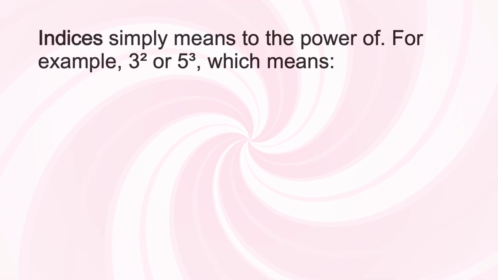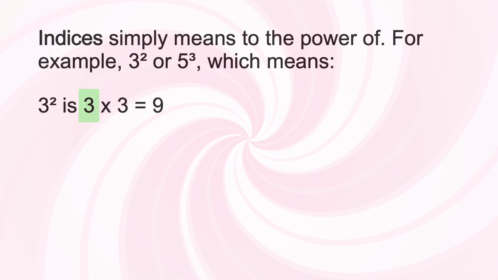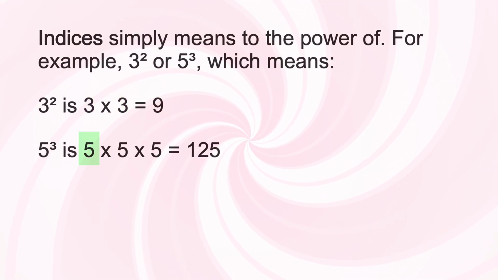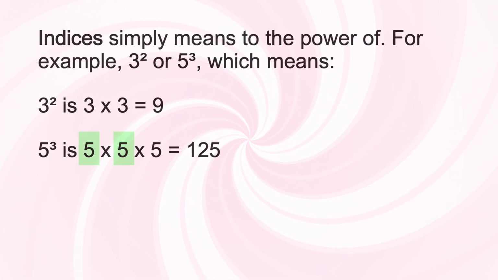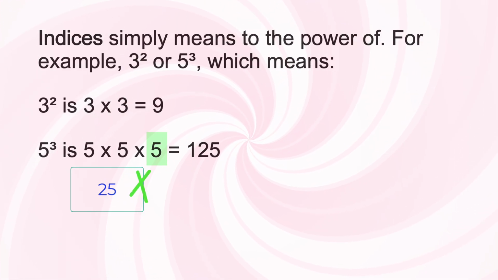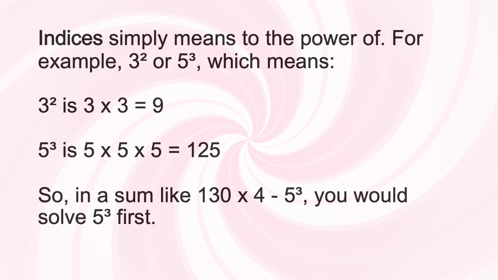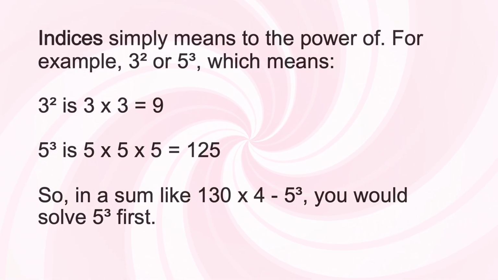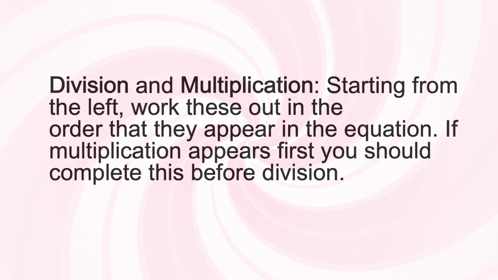to the power of 3. 3 to the power of 2 is 3 times 3, which equals 9. 5 to the power of 3 is 5 times 5 times 5, so we multiply 5 times 5 to get 25, and then multiply 25 by 5 to get 125. So, in a sum like 130 multiplied by 4, take away 5 to the power of 3, you would solve 5 to the power of 3 first.